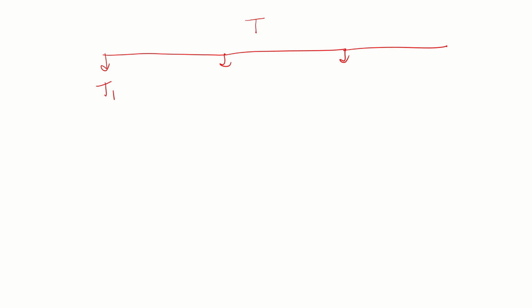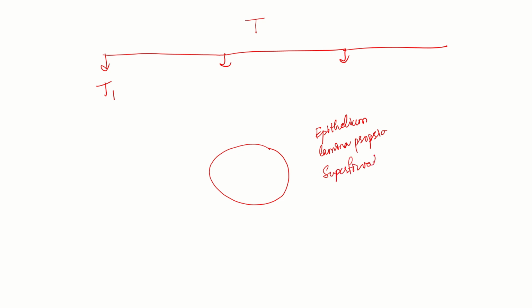Starting with T1, before going into the T staging, we need to understand the anatomy of the penis. Suppose this is the shaft of the penis. So coming from outside to inside, outside there is an epithelial layer, lamina propria, a superficial fascia, which is continuation of the Colles fascia of the abdomen.